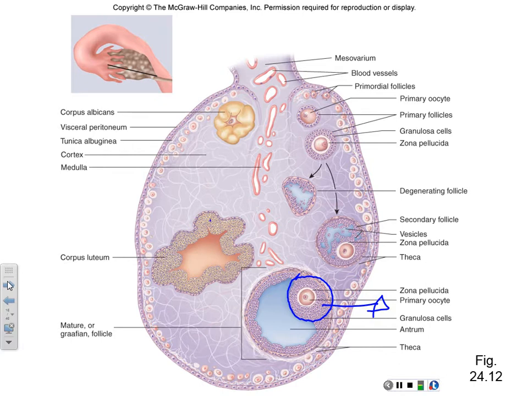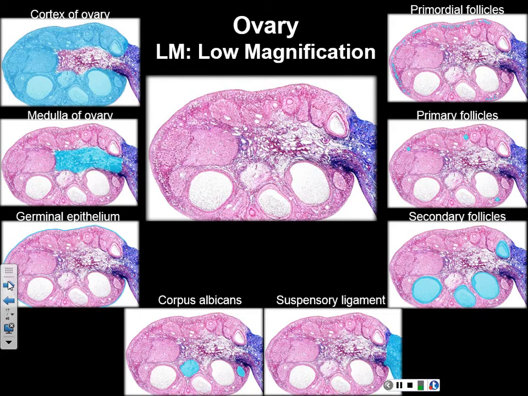This remains and it becomes yellow. It becomes a yellow body called the corpus luteum. Luteum means yellow, and corpus means body. So it's a yellow body. Okay? So then this produces estrogen and progesterone, which maintains the uterus lining. Okay?